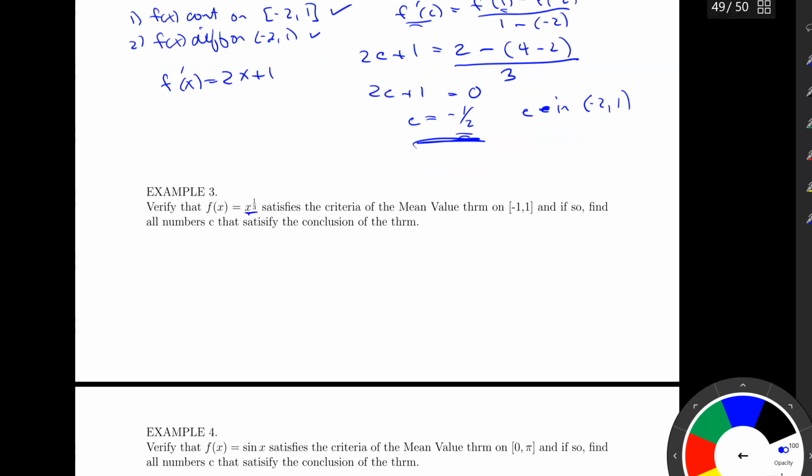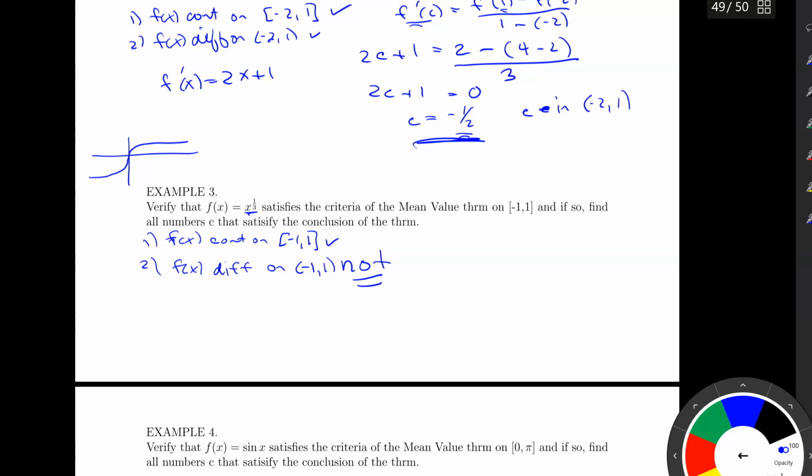All right, so let's look at this function, and you know what that graph looks like, right? X to the 1/3 looks like this. Okay, so you have to know a little bit about the functions to think about it. Is this continuous on -1, 1? Check. Is this function differentiable between -1 and 1?